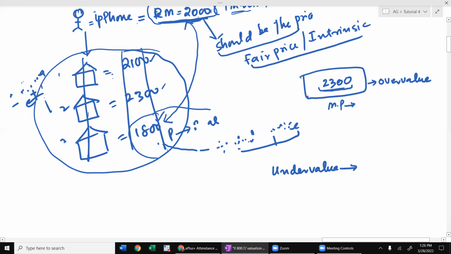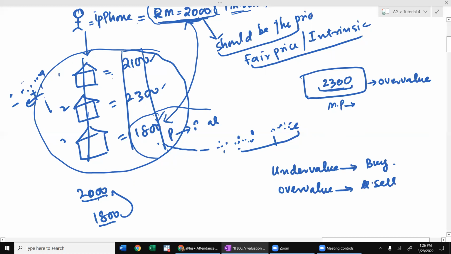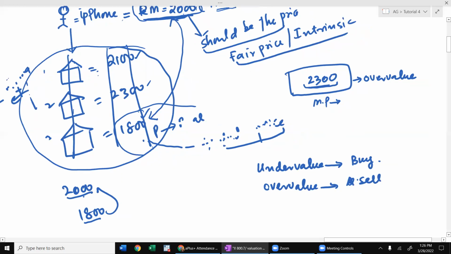So it means that when things are undervalued, what do you do? You buy, right? Because previously you were willing to buy the phone at 2,000, but in the market the price was 1,800, because you know after some time its actual worth is 2,000, but in the market it is 1,800, so you will buy that. But if an asset is overvalued in the market, and if you have the asset, what would you do? You sell it, correct? Because the price later on will move towards its fair value.